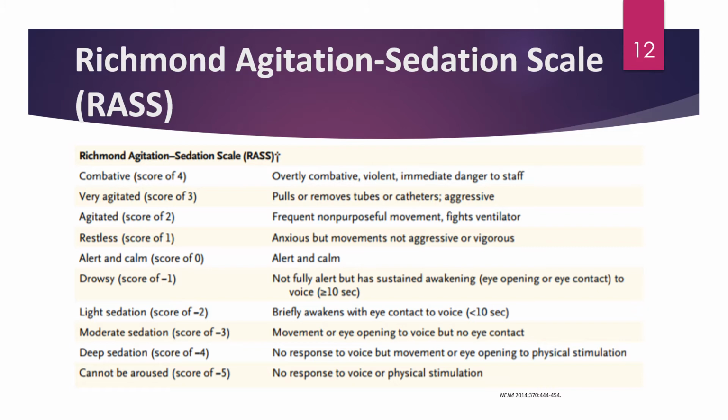Now, it's not necessarily important to know what each individual level is in terms of combative, very agitated, restless, alert, and calm as you go down. But what is important to know is that 0 is alert and calm. That is what you need to know. And you also need to know that the numbers above 0 that are positive are agitated, and the levels below 0, the negative numbers, are the sedation levels. That's what's most important to know here.